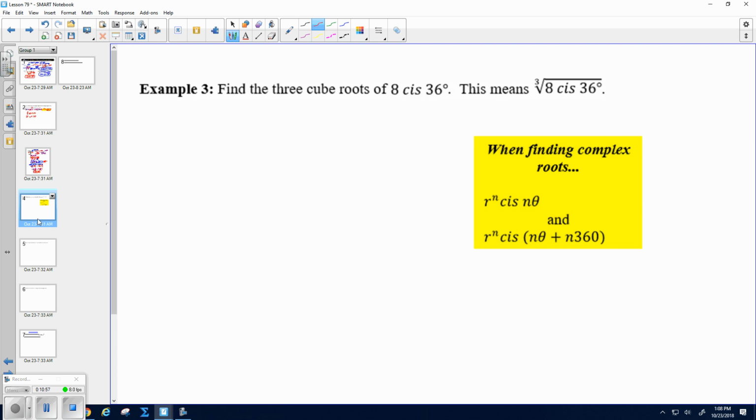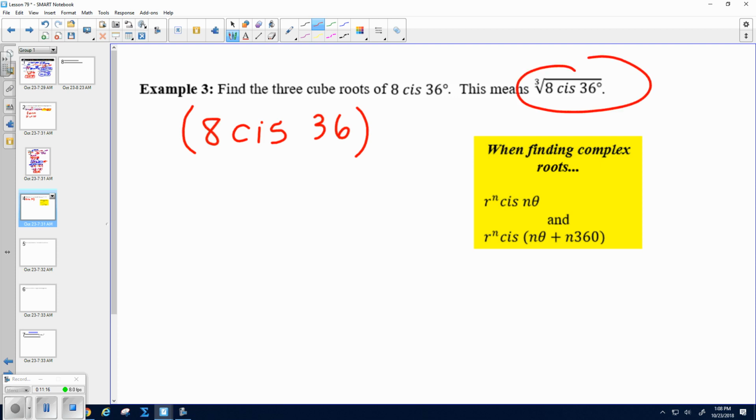Okay. Find 3 cube roots of 8 cosine i sine 36. This means we're finding the cube root of 8 cosine i sine 36 degrees. So let's find a cube root. Cube root is the same as what power? 1/3. So I'm finding 3 cube roots.